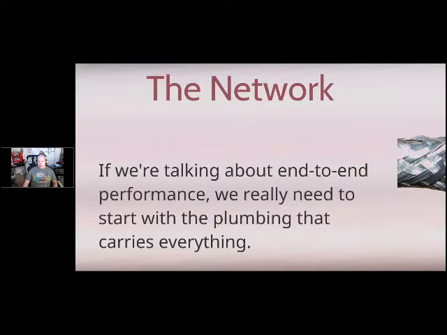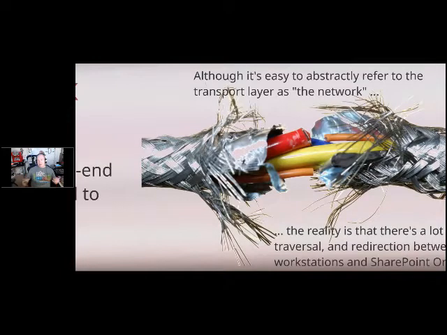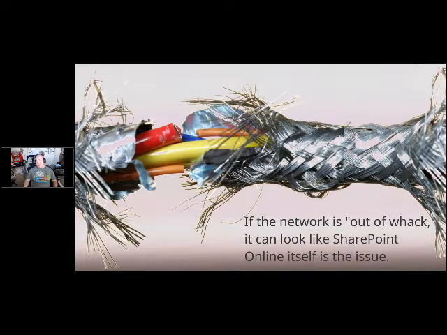And we really need to understand that that plumbing carries everything we care about. So it's easy to abstractly refer to it as the network, but routing, traversal, redirection, all that sort of stuff comes into play. I'm not saying we need to start there from a troubleshooting perspective, but if the network is out of whack, it can make it look like SharePoint Online is out of whack.